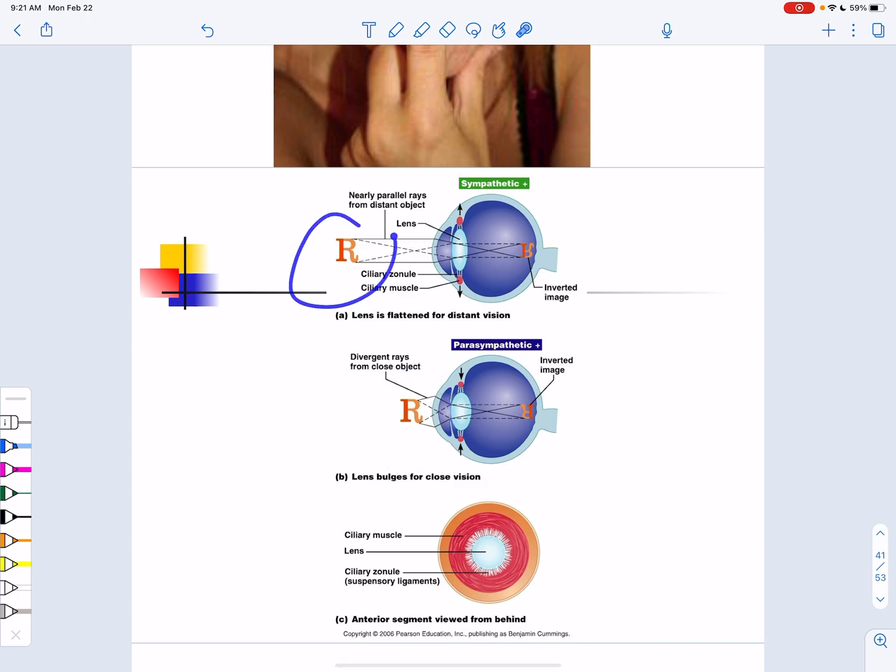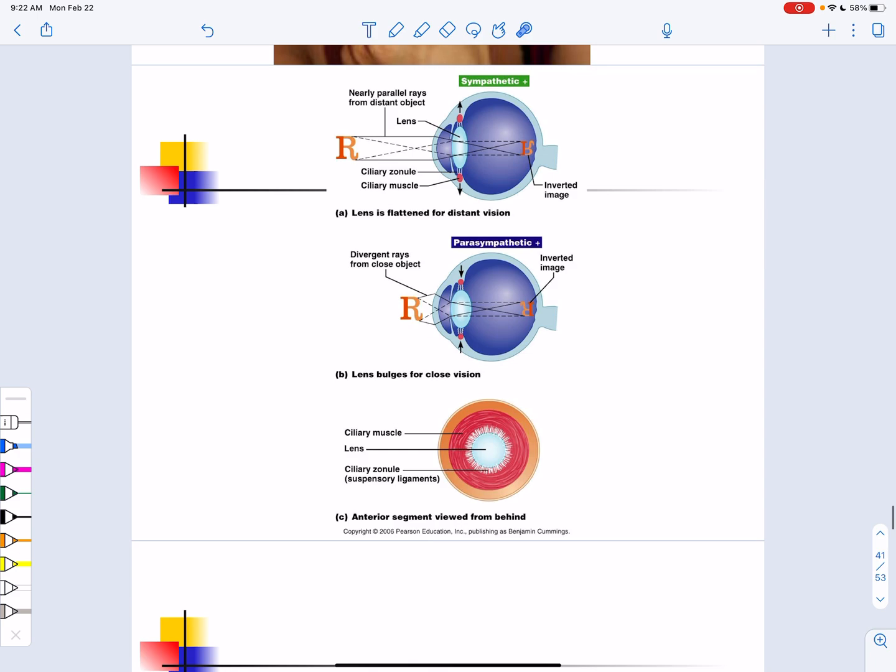So when something is far away, our lens can simply be in its relaxed state. And when it's at its relaxed state, the light rays bend correctly to give us sharp focus of that inverted image, which our brain will then flip right side up for us. Okay? And again, our ciliary muscle, please be reminded that that's what surrounds the lens.